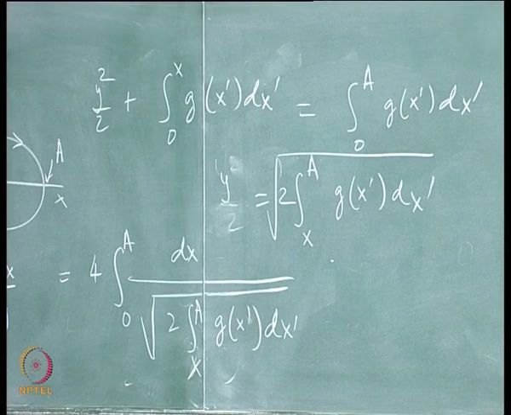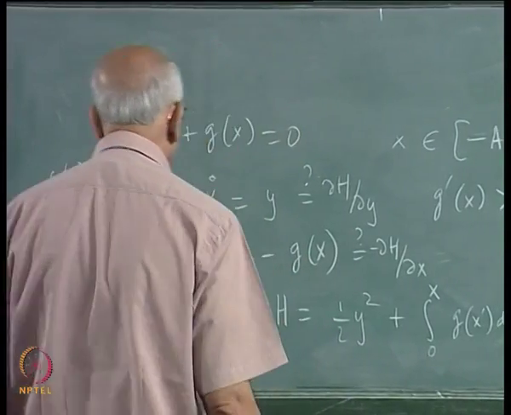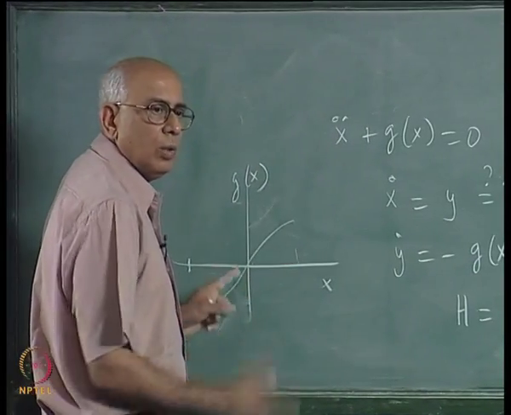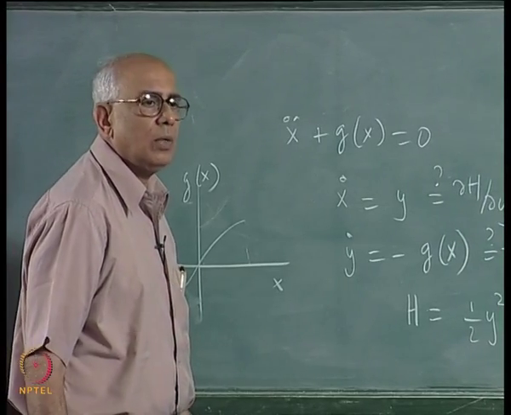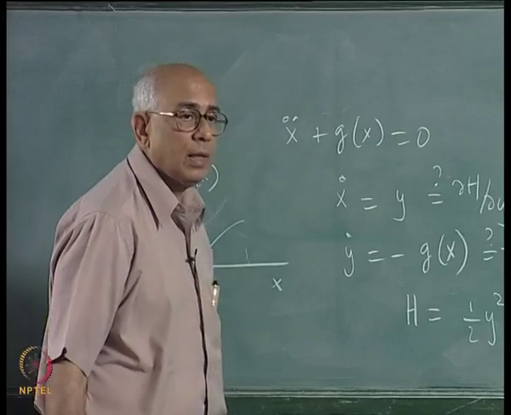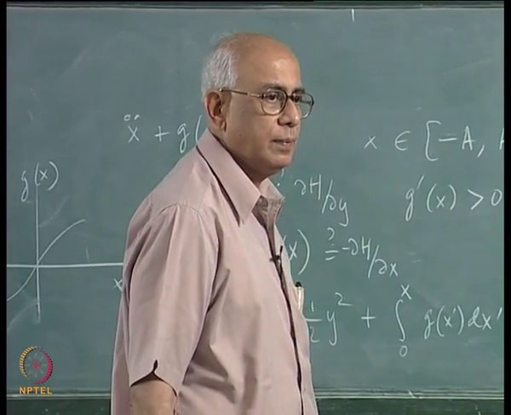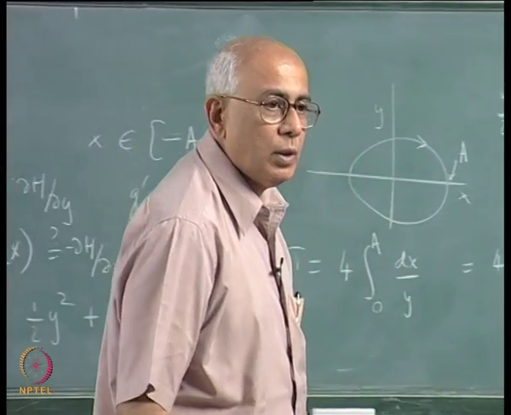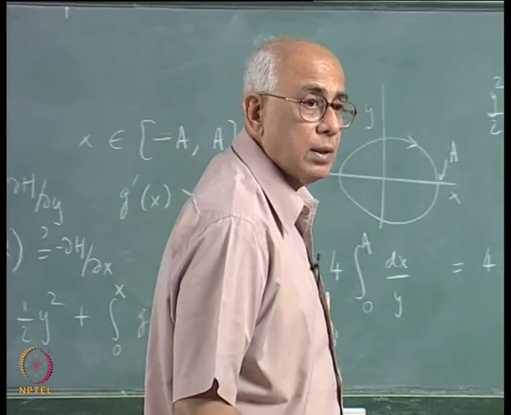Where is the only critical point in this problem? It is a center at the origin. We know that this function here is an odd function, so it must vanish at the origin. That is the only place it vanishes. So the center is at x equal to 0, y equal to 0. The critical point is at x equal to 0, y equal to 0, and it is obvious from here that it is a center. You need to use this property that g prime of x is greater than 0, and then it turns out to be a center.